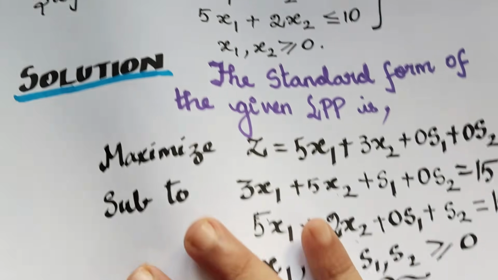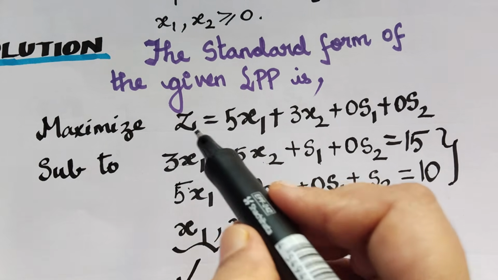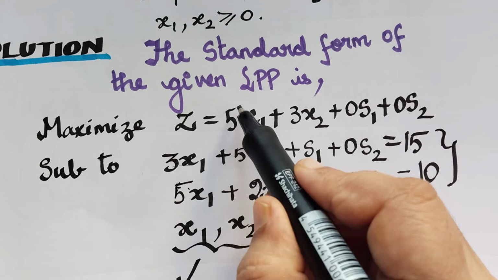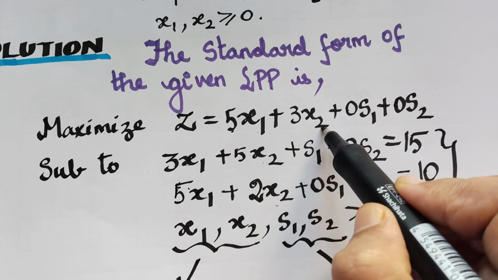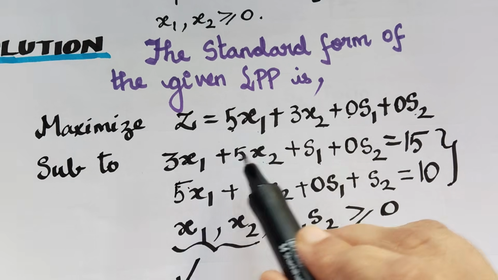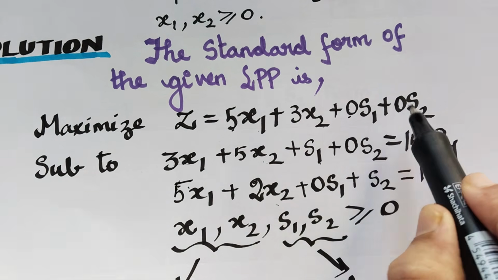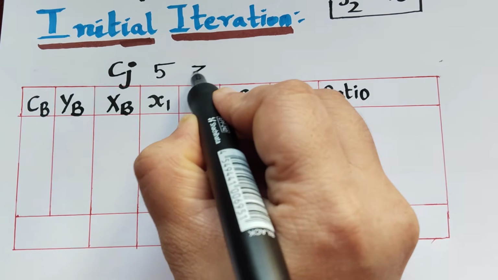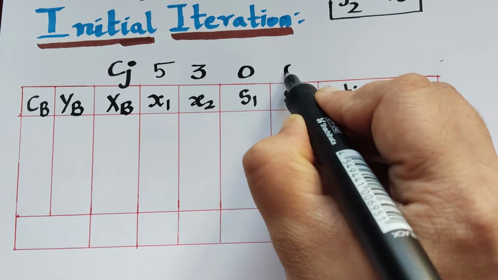If you see, here we wrote the standard form, and this is the objective function of the problem. What is the cost of x1? It is 5. Cost of x2 is 3. For s1 it is 0 and s2 it is 0. So we have to write 5, 3, 0, 0 at the top of the table.